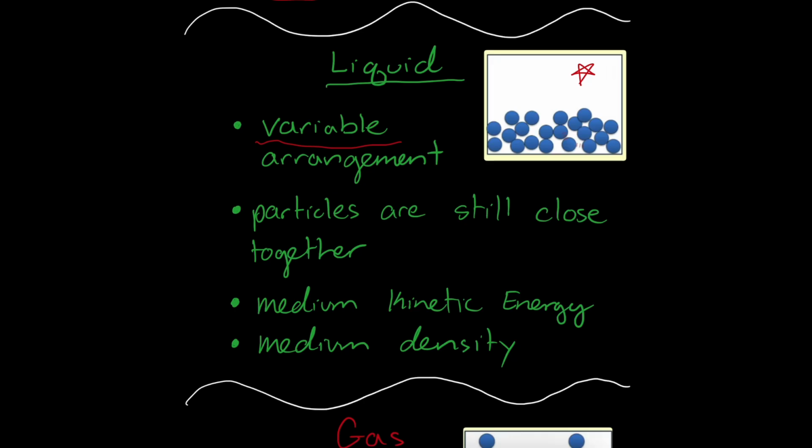The particles themselves, though, despite the fact that they can move and slide around one another to create this variable arrangement, are still going to be pretty close together. However, you're noticing there's a little bit of separation between some of them while others of them are right next to one another. That variability comes from those particles' ability to move around. And because they can move around and they're not locked in a regular arrangement, we say they have a medium or a mid-range amount of kinetic energy. And because there's a little bit of separation between those particles, we say that there's a medium or mid-range density.